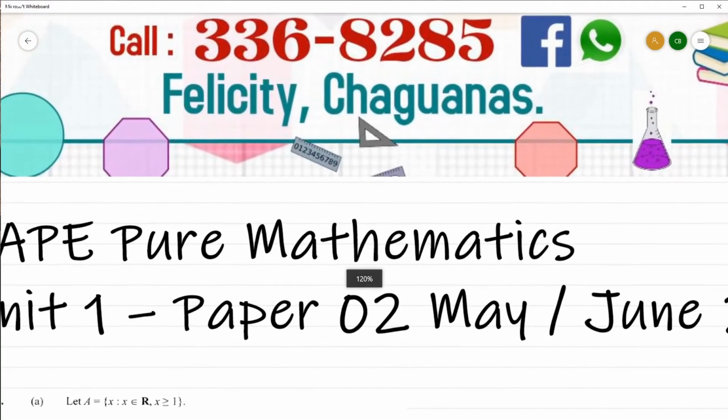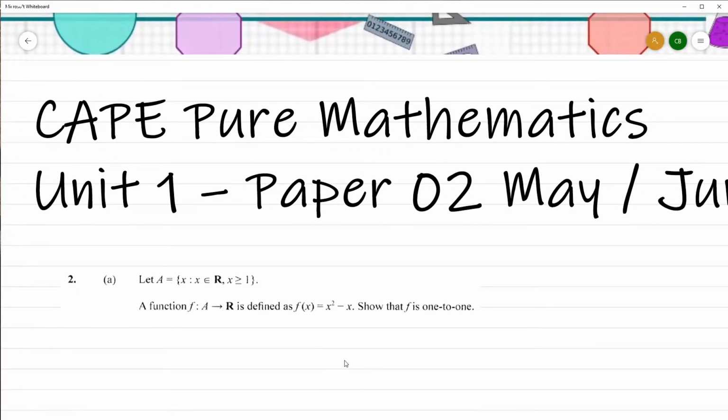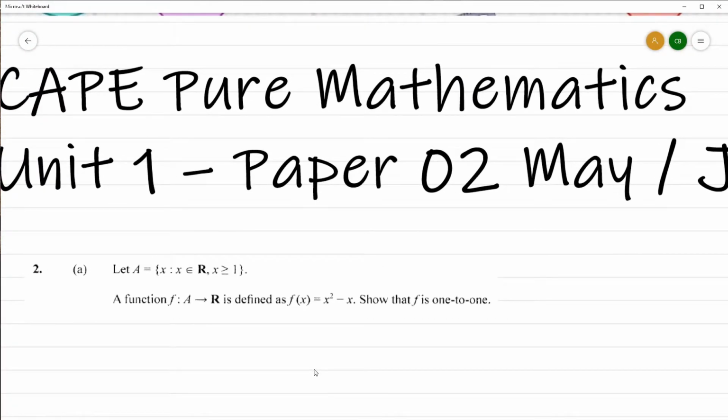So question number 2 says, at least part A, let A be x, for x a member of the real numbers and x greater than or equal to 1, a function f that maps A to the set of real numbers is defined by this expression. Show that f is 1 to 1.